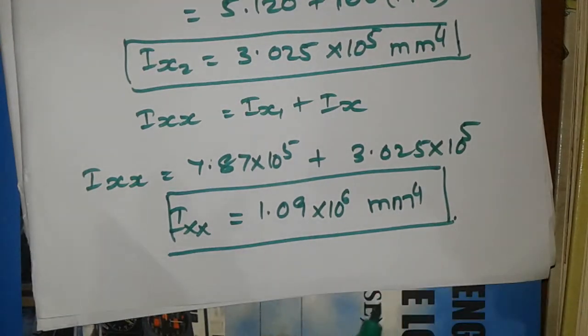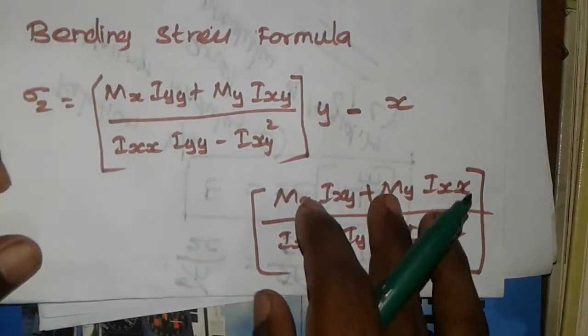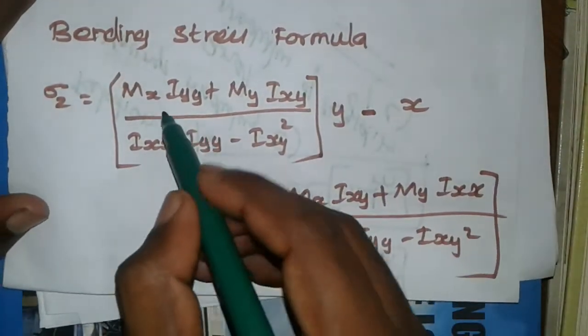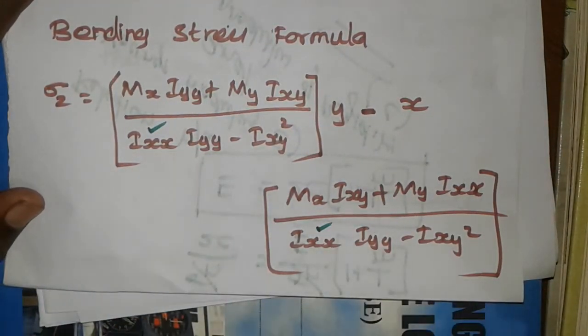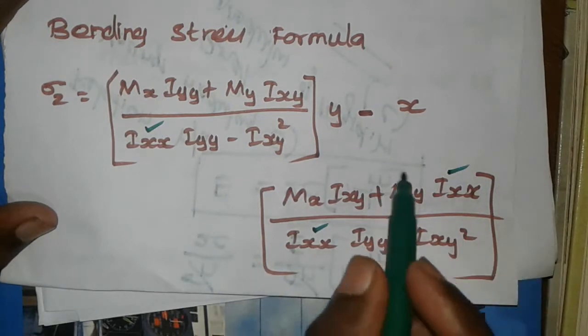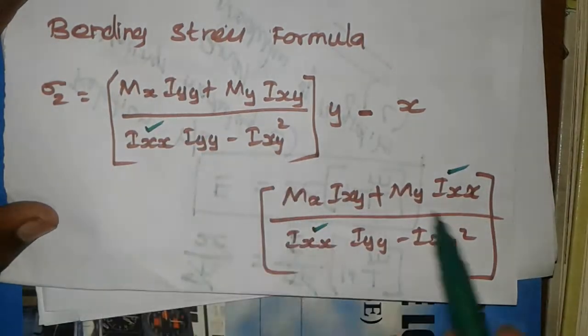Thus we have found out the one solution. Okay, for K method we have found out Ixx value. Next we have to find out Iyy value.